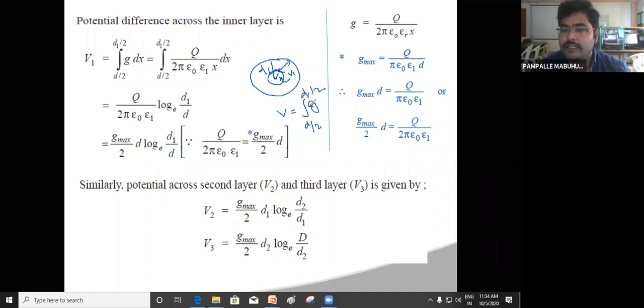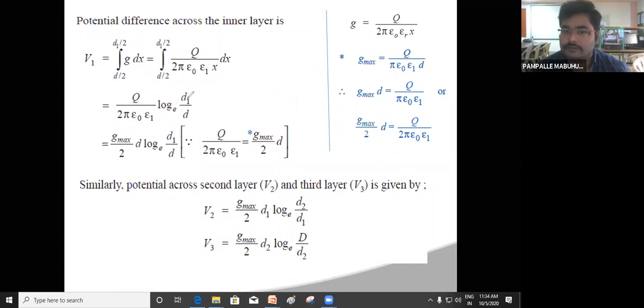And here what is G? G is Q by 2 pi epsilon naught epsilon 1 x. Now by doing the integration, you will get the value of V1 as Q by 2 pi epsilon naught epsilon r ln small d1 by d. Okay. Now this equation can also be written in another way.